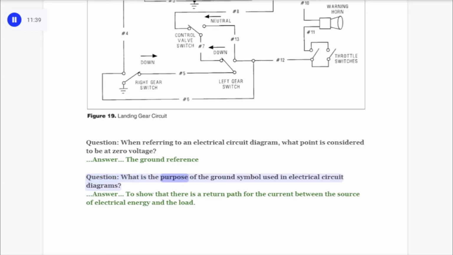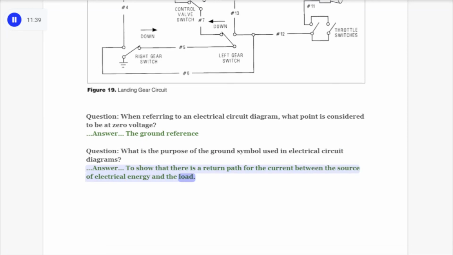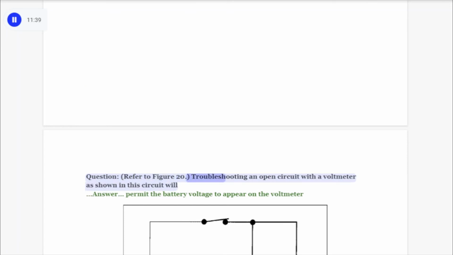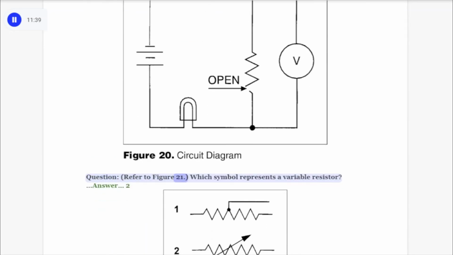Question. What is the purpose of the ground symbol used in electrical circuit diagrams? Answer. To show that there is a return path for the current between the source of electrical energy and the load. Question. Refer to Figure 20. Troubleshooting an open circuit with a voltmeter as shown in this circuit will. Answer. Permit the battery voltage to appear on the voltmeter. Question. Refer to Figure 21. Which symbol represents a variable resistor?